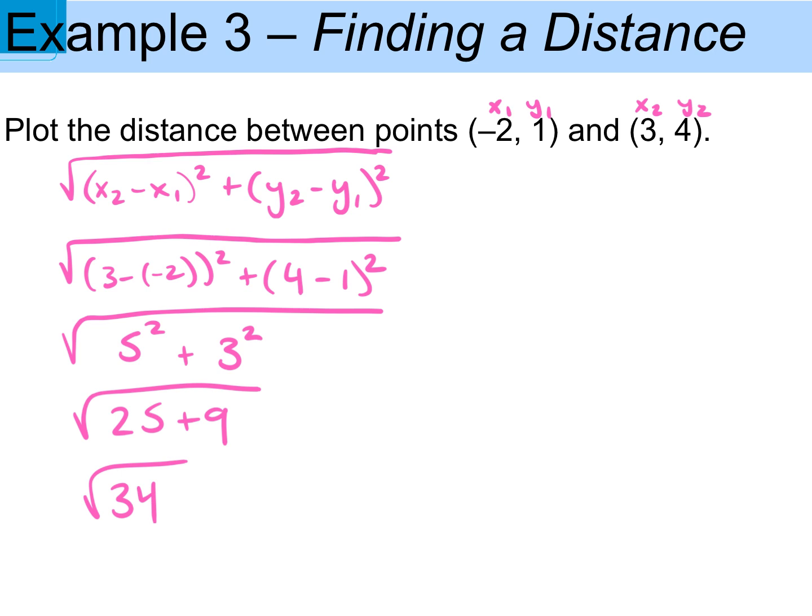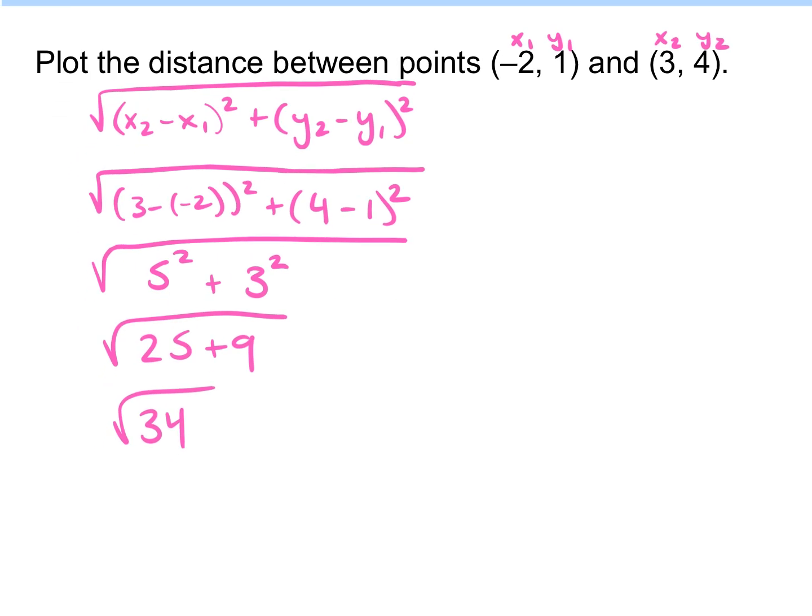Always simplify your radical if we can. Do we have 2 factors of 34? What are 2 factors of 34? Awesome, 17 and 2. Does 17 have any other factors? And neither does 2. So this can't be broken down anymore. So our answer would just be the square root of 34.